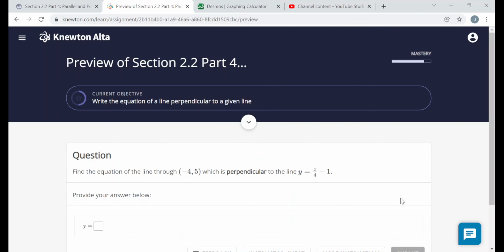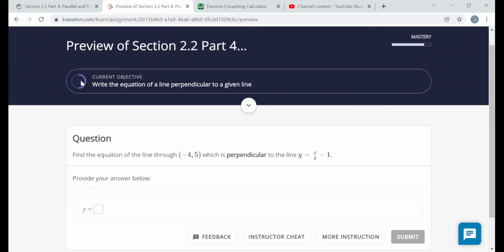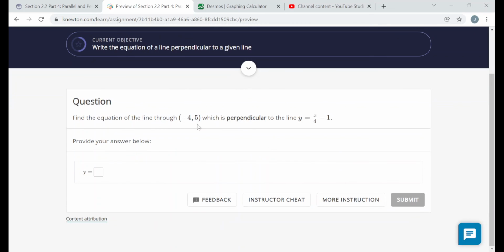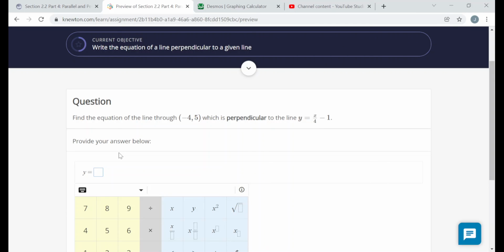And perpendicular this time. Again, I've already done a couple of these on paper, so I'm probably just going to talk this one out. Alright, so the point -4, 5 is on our line. Our line is perpendicular to this line. This is in slope-intercept form. The slope is 1/4, positive 1/4. So the slope of our line would be -4, the opposite reciprocal. So I know the equation in slope-intercept form for our line is going to start off y equals -4x and then plus something or minus something.